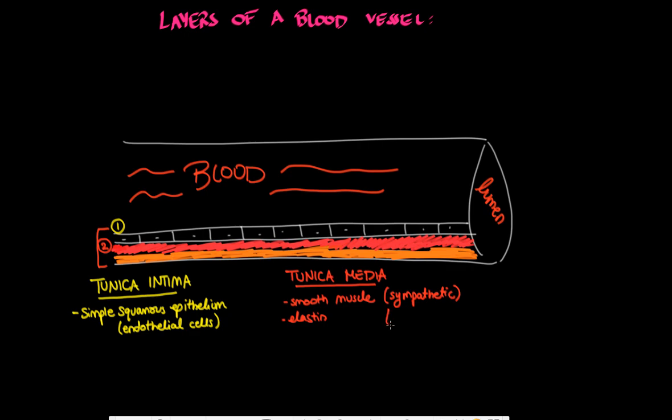And so this is what we call vasoconstriction. So it's because of the tunica media that blood vessels can vasoconstrict, which means narrow their diameter, or relax, which results in vasodilation. So an increase in blood vessel diameter.